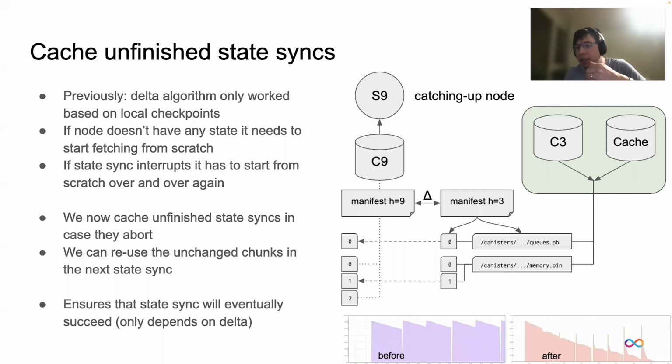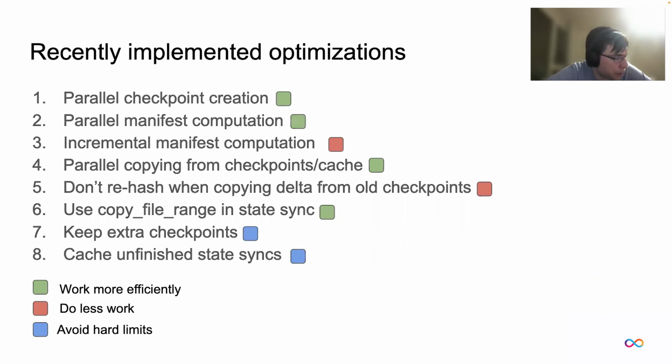So we make some progress, and then once in a while it spikes up. That's when a new state sync happens, and we have to copy for a while. But we continuously make progress, and in fact, at the very end, we do manage to do a state sync. So this is the last of these improvements. So here is the list again.